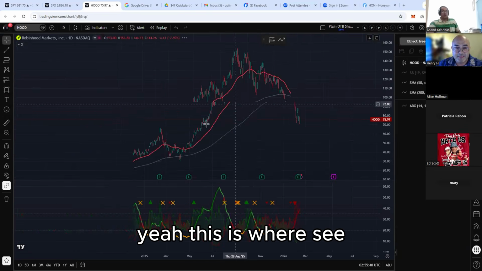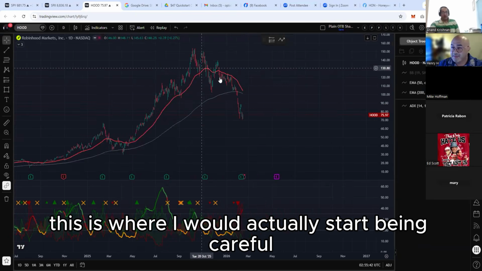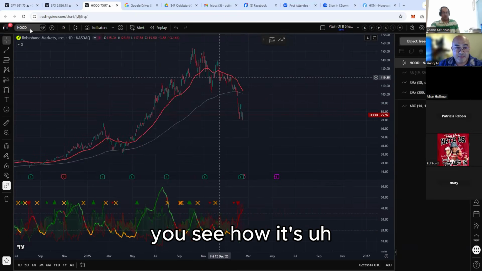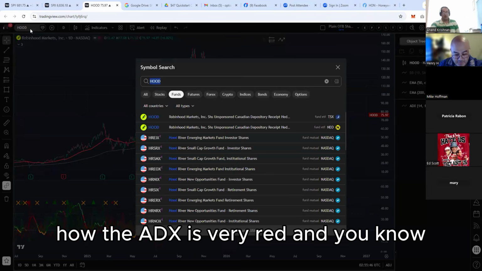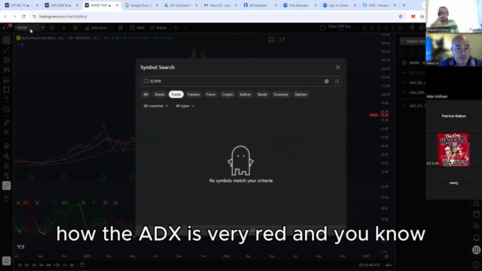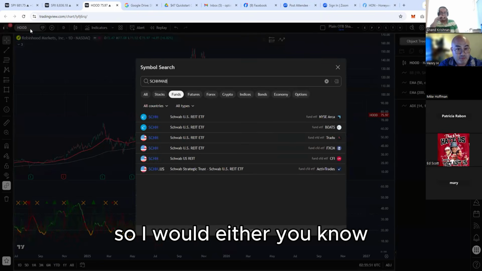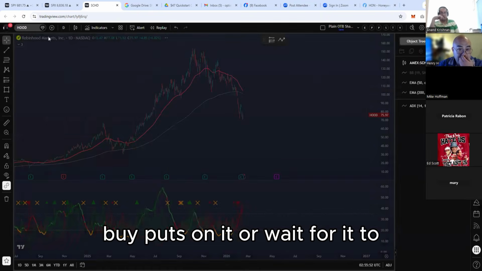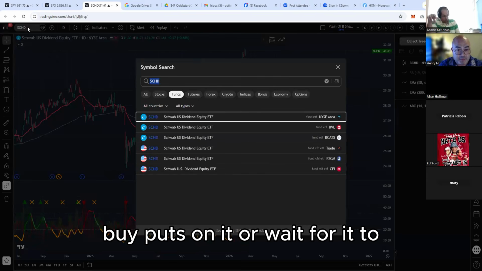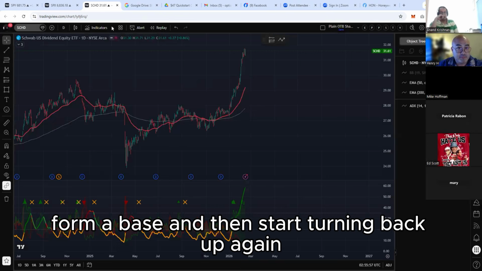This is where I would actually start being careful, right? Because you see how the ADX is very red, and you're almost getting a death cross. So I would either buy puts on it or wait for it to form a base and then start turning back up again.